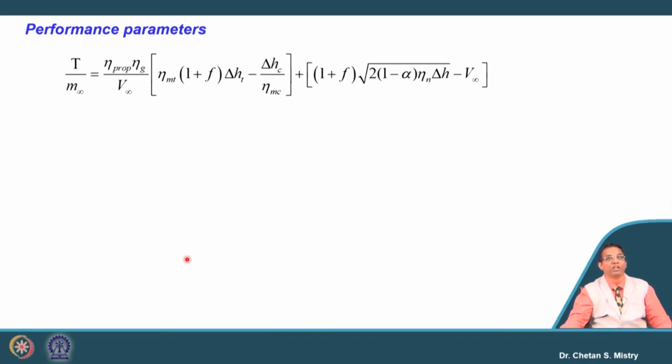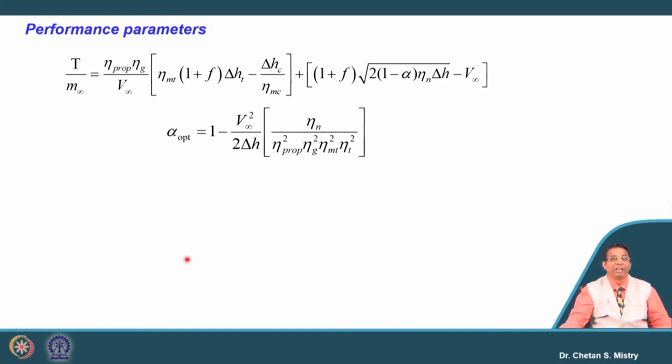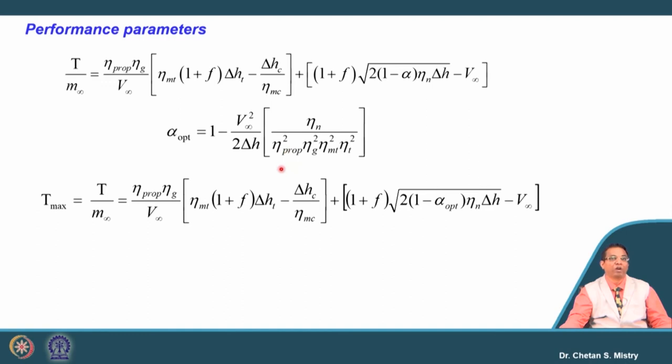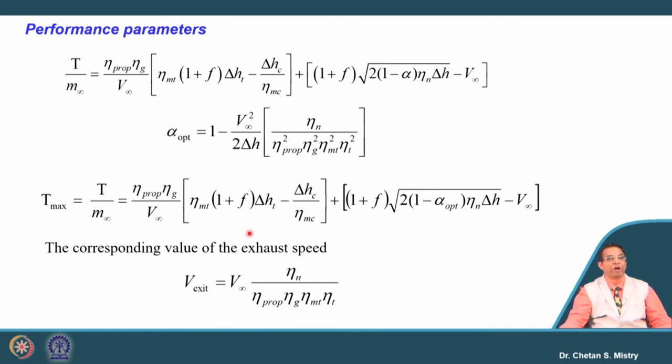So let us look at this. This is our formulation, and if we differentiate it we get the optimum value of alpha. From that we can calculate the maximum thrust that will be generated by this engine. This represents the exit velocity. If you look at all this multiplied by our V infinity, that number will come out a little less, or as per your requirement you need to decide what exit velocity you are looking for.